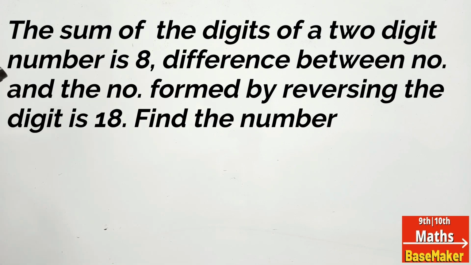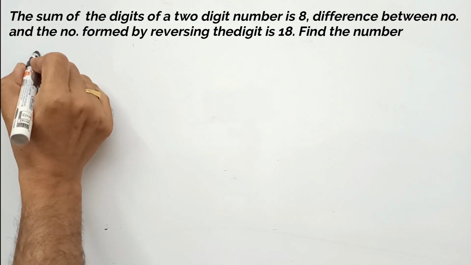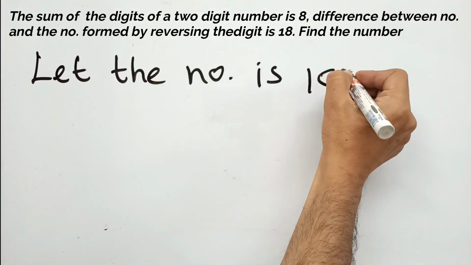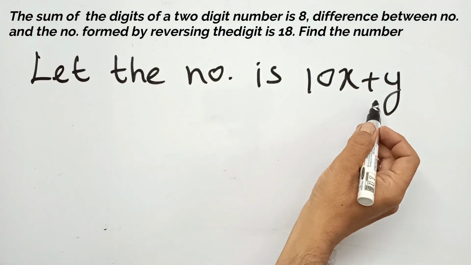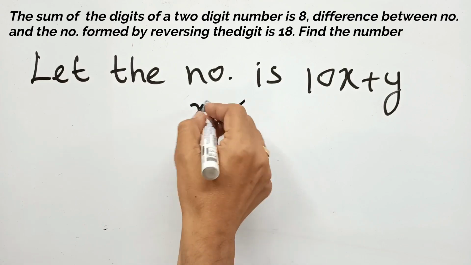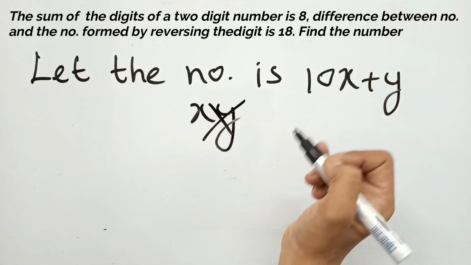The sum of the digits of the two-digit number is 8, and the difference between the number and the number formed by reversing the digits is 18. Find the number. See, in this kind of question, we should not suppose xy. This will be wrong. We have to show the unit place and tens place.